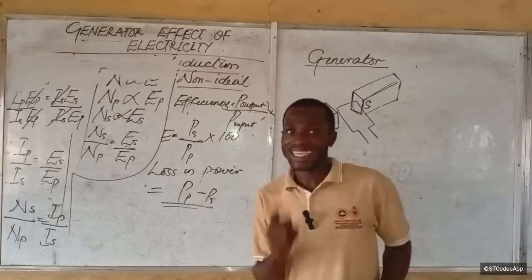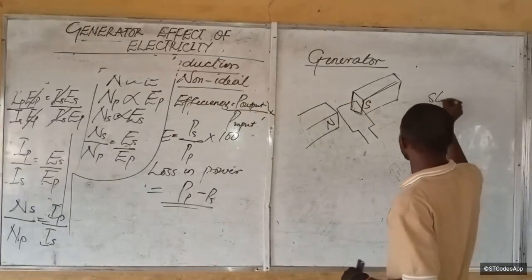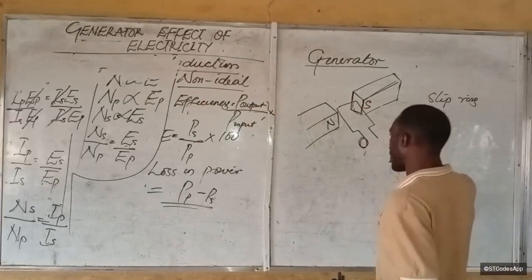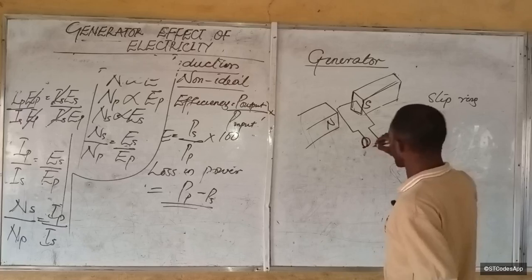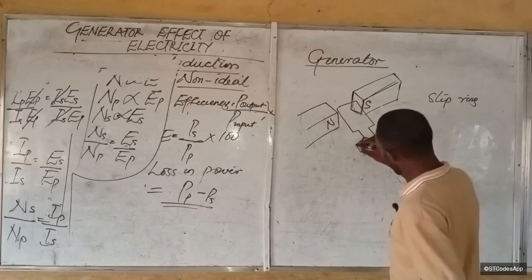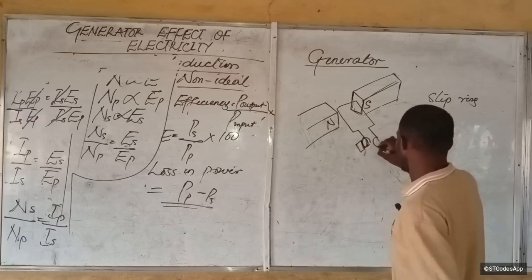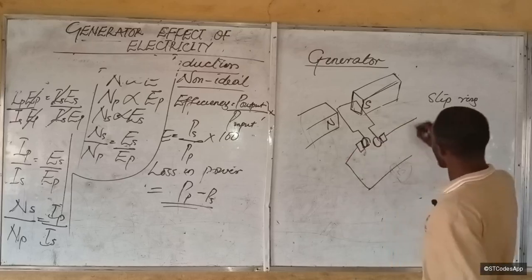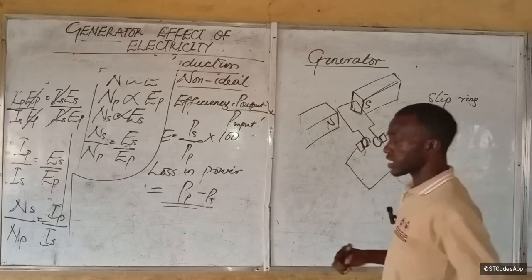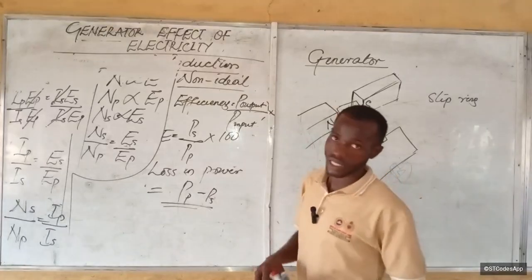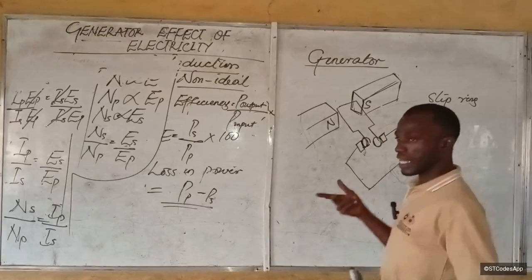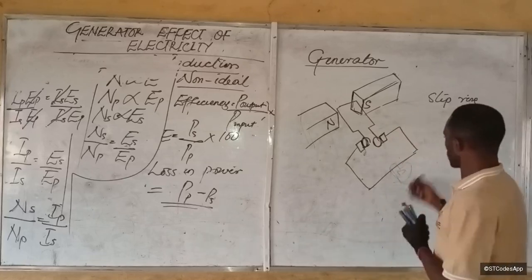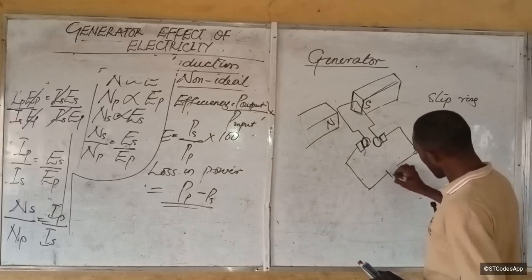So in an AC generator, we use slip rings. Is that okay? A ring is going to be connected here, and another ring here, and carbon brushes will be firmly connected to them. I have told you before, there is a reason why we use rings: so that there will be no tangling of the wire when rotation begins. Then we connect our load here.